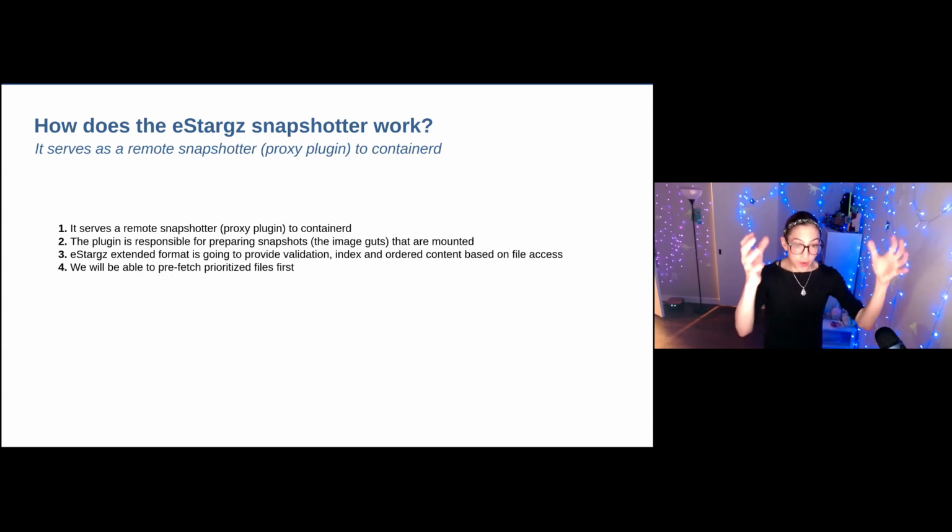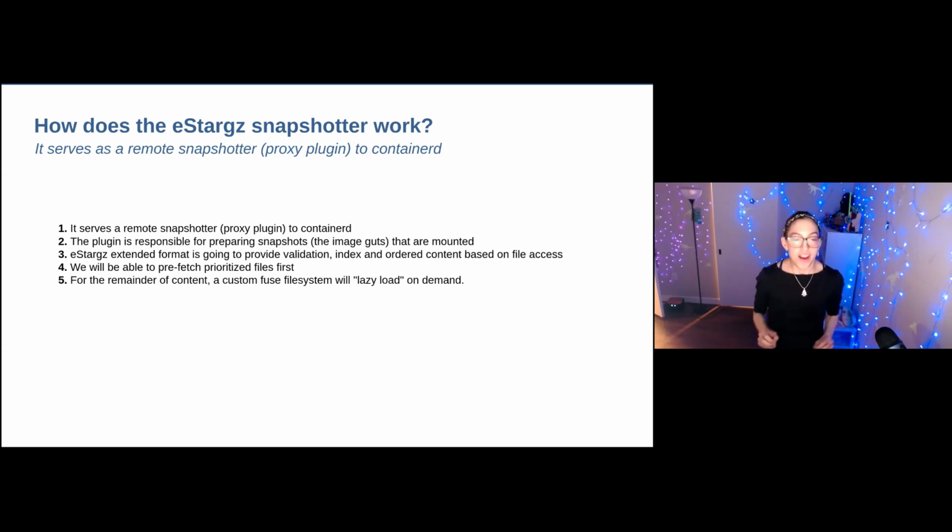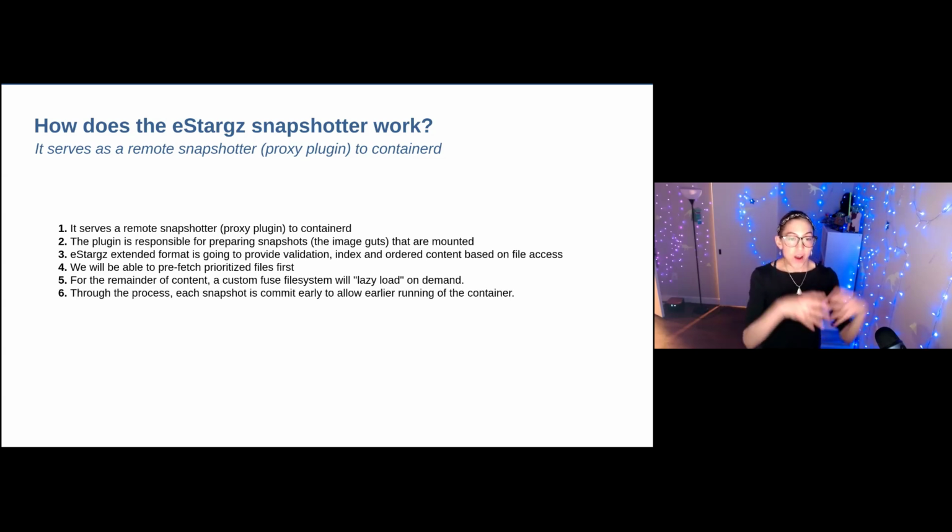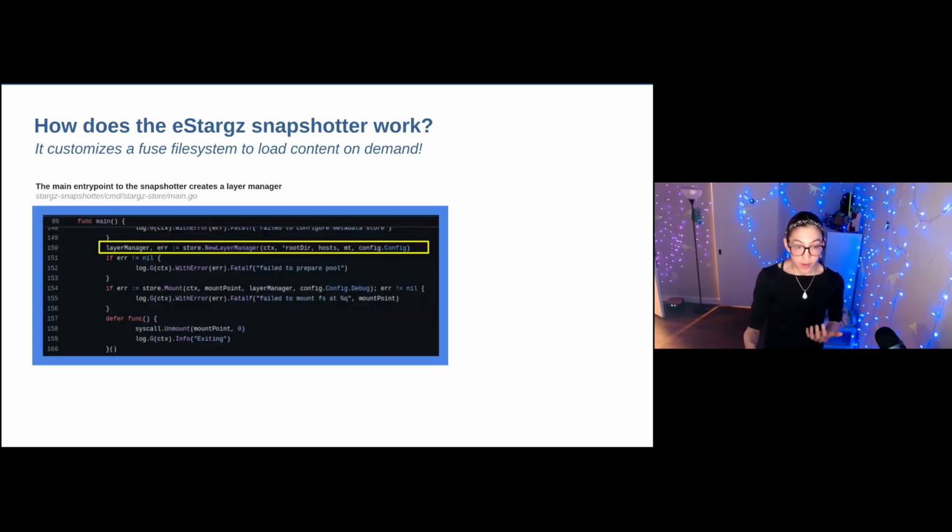We are going to prefetch the prioritized files in that first call to prepare before we commit. And then for the remainder of content, and this is what took me a while to figure out, but this is where kind of like the magic happens. A custom FUSE file system is in fact going to lazy load it on demand. And the way that this works is so freaking cool. I cannot wait to tell you. And so throughout this process, each of these snapshots, or actually even the first one, is committed early so that you can run it as soon as possible.